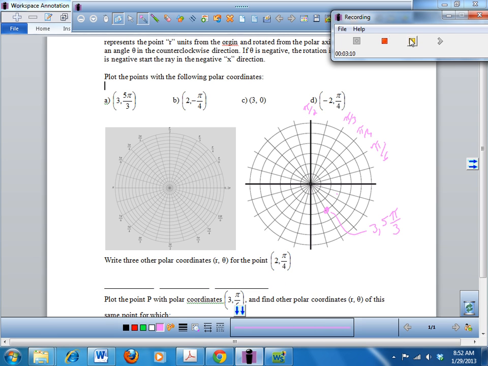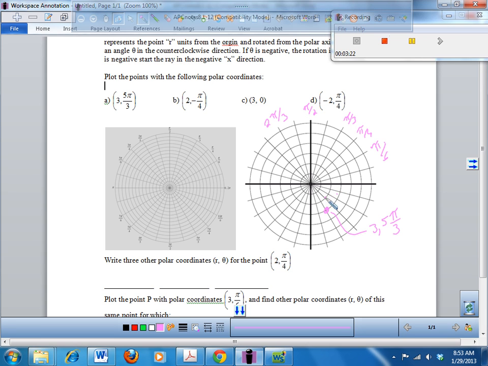Okay. If I want to get to this point, I go over 2, and then since it's a negative angle, that means I rotate backwards pi over 4. So this would be 2 comma negative pi over 4, right? Get that? Okay. To get to this point, (3, 0), you just come out here, and there it is. You don't have to rotate through anything.